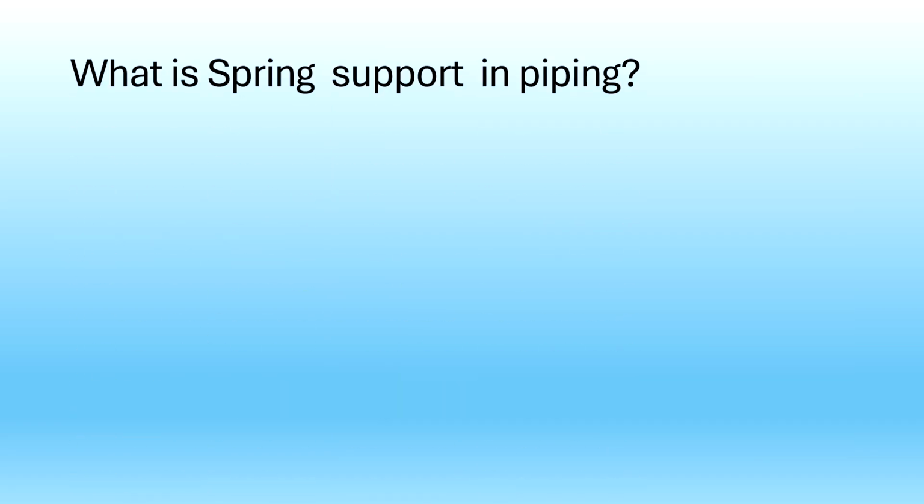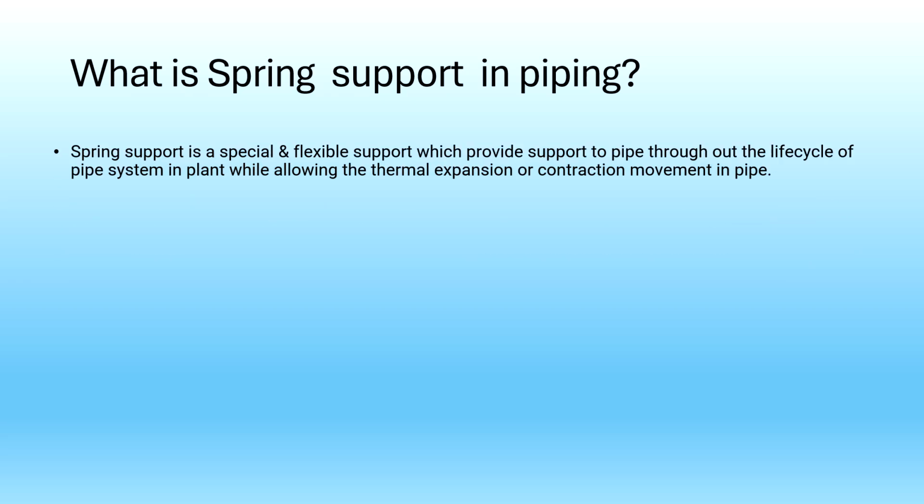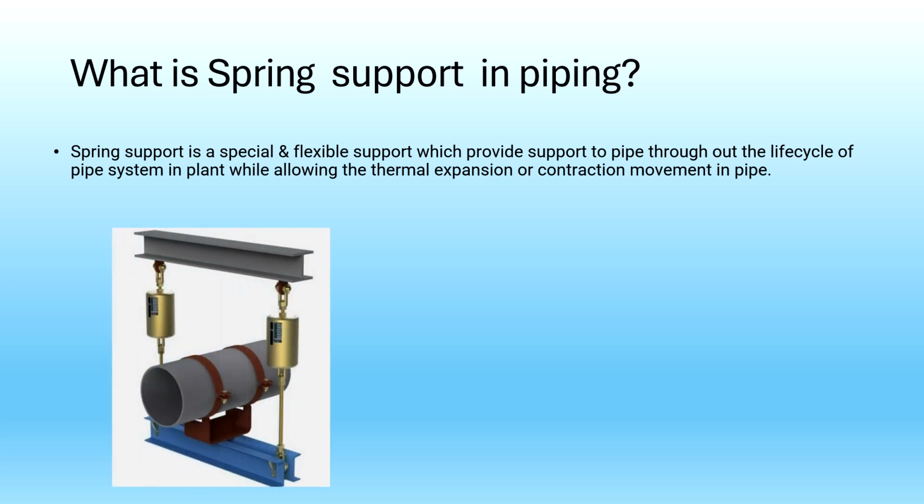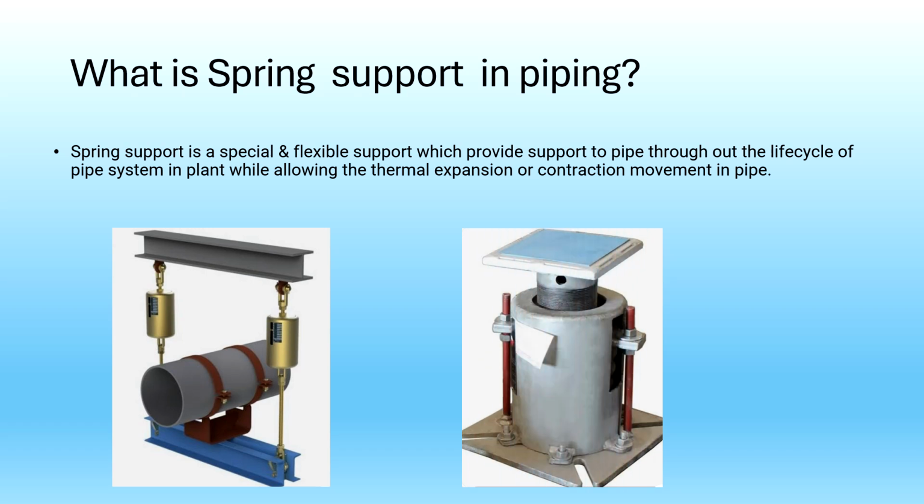What is spring support? Spring support is a special and flexible support which provides support to the pipe throughout the life cycle of the pipe systems in a plant while allowing the thermal expansion or contraction movement in the pipe. So here the pipe support will remain always active during the operation of the pipe, and even though there is expansion or contraction, it will continue to provide support to that pipe system. Apart from that, we will go further to read how the spring plays its role in pipe systems.